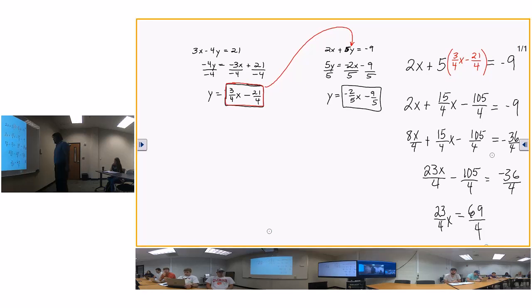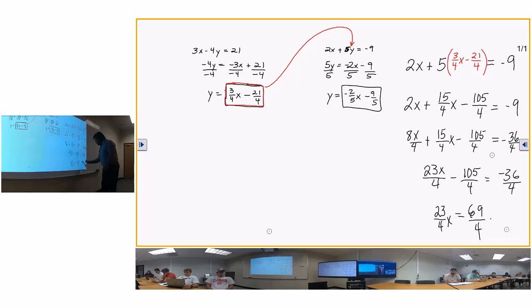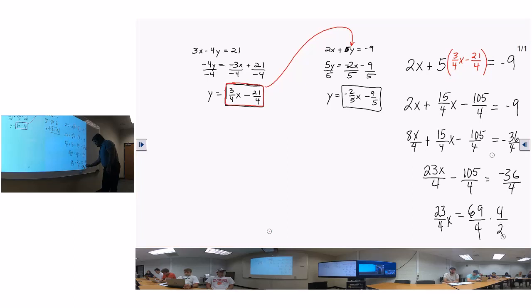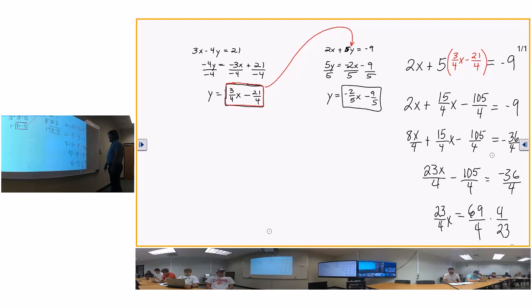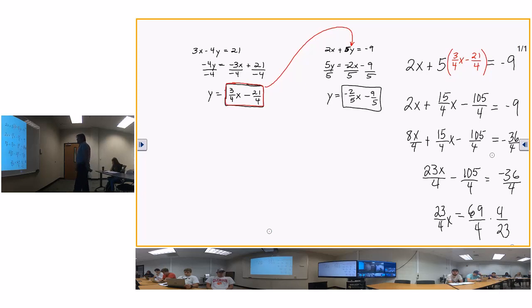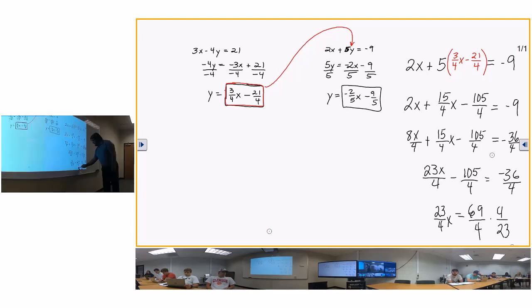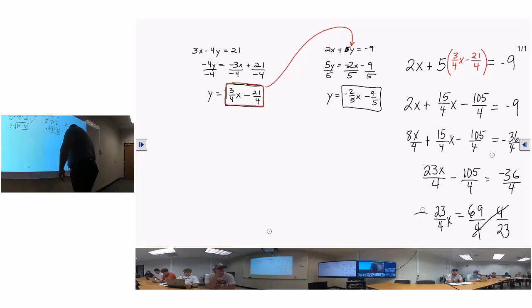So I'm going to multiply by 4 over 23. And there's supposed to be a negative sign there. No, it's 3. That's right. So what's 69 divided by 23? 3. And we feel good about ourselves.